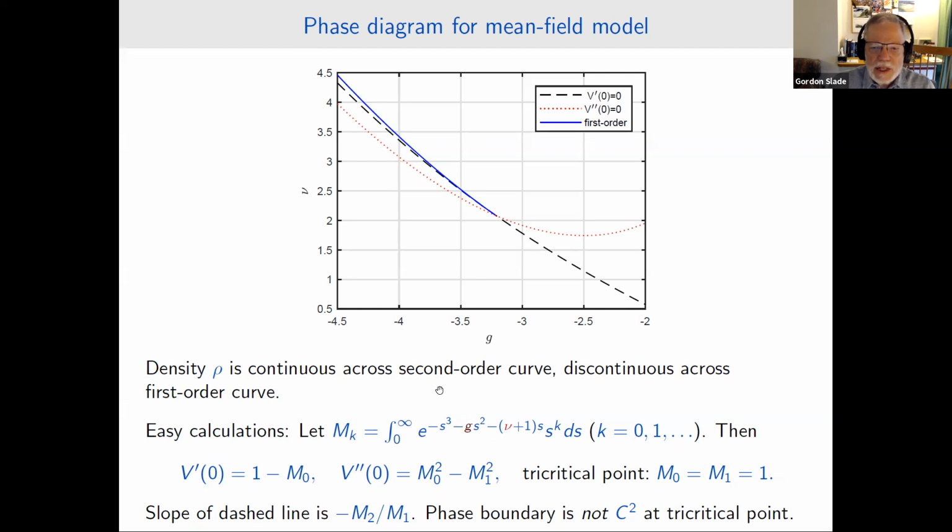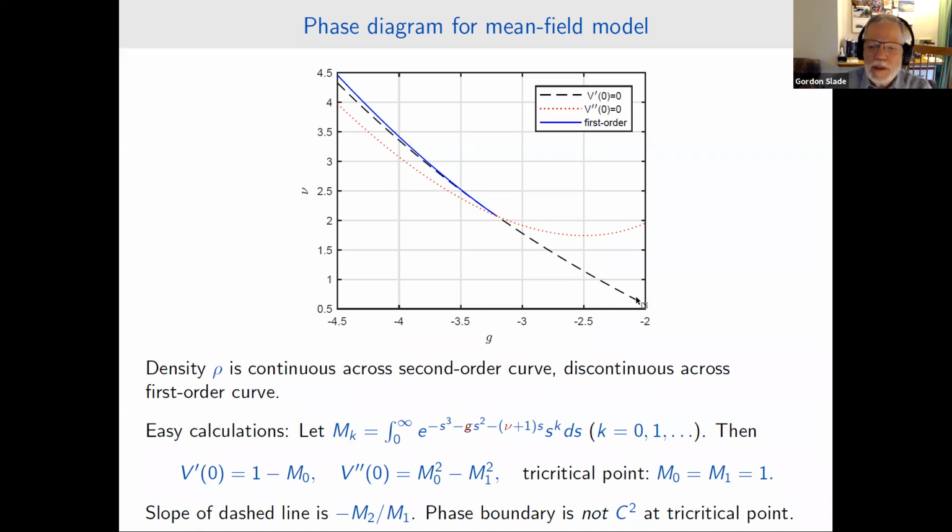Some easy calculations tell you how to find these curves. These moments play a role. So m sub k is the kth moment of this function, e to the minus s squared minus g s squared minus nu plus 1 s. And just by simple calculations, you find that v prime of 0 is 1 minus the 0th moment, v double prime of 0 is the 0th moment squared minus the first moment squared. The tricritical point is the point where both of these derivatives are equal to 0, which corresponds to m0 equal 1 and m1 equal 1.